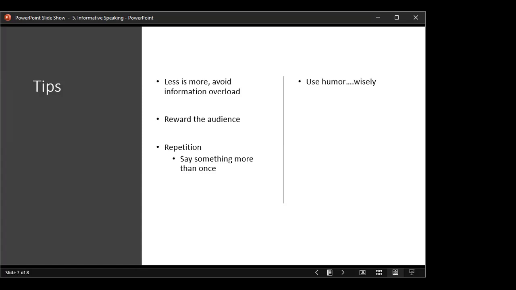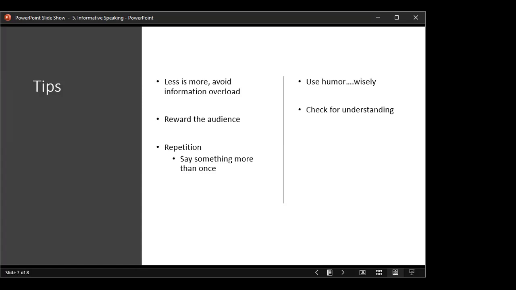Tip number 4 here, use humor really wisely. This has been a common theme in this class, but in terms of informative speaking, it's okay to be taken seriously. We want to share information. We want to be taken seriously in doing that. So I would say avoid humor.